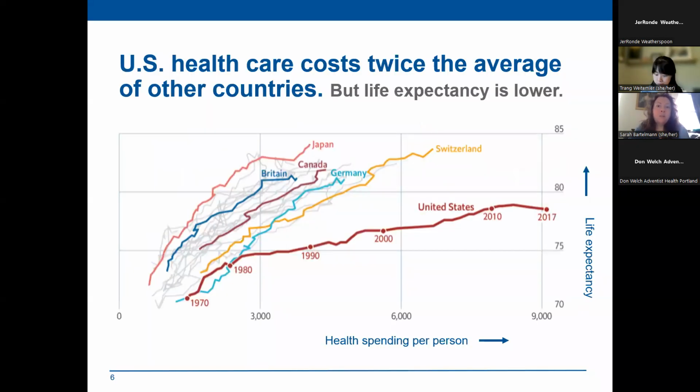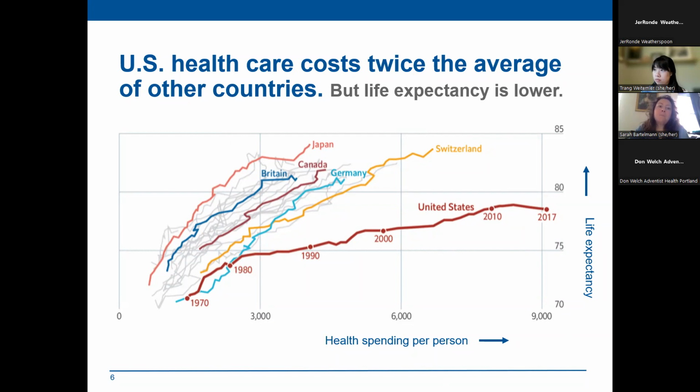So we know, many of you may have seen this graph before. This is from The Economist. US healthcare costs twice what it does in other countries, but life expectancy, we're spending more and more, and we are not seeing the same outcomes. This has been a known talking point, a known fact of health economics and what's happening in the healthcare industry over the last several years.